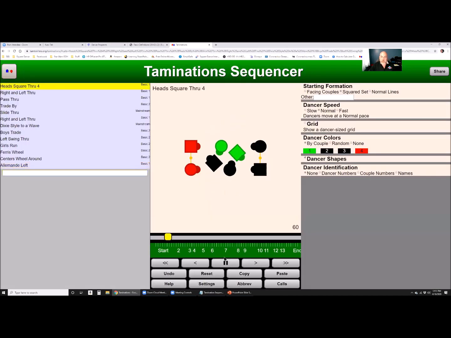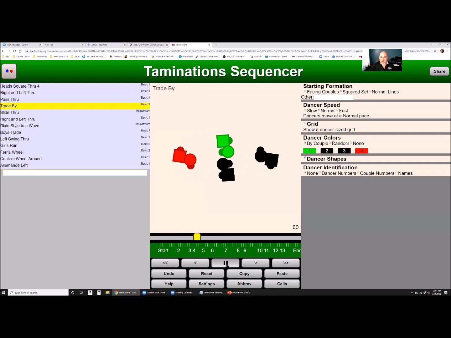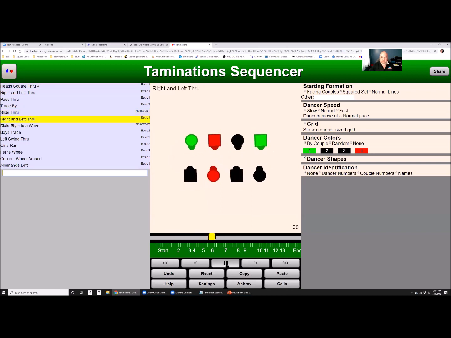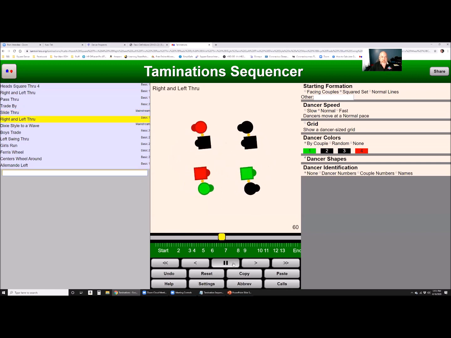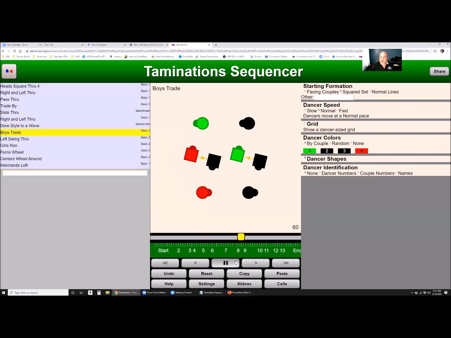So we're going to start with our chicken plucker, a square through 4, a right and left through. Everybody's going to pass through and trade by. At this point, you've hit your half a chicken plucker. I think we're all comfortable with that. Now we're going to do a slide through, right and left through, Dixie style to the wave. Boys are going to trade, left swing through, same exact module up through this point.